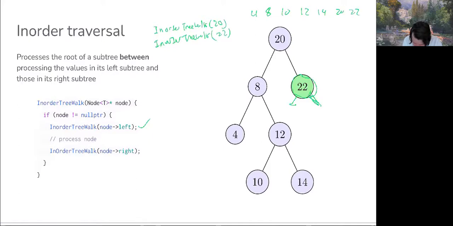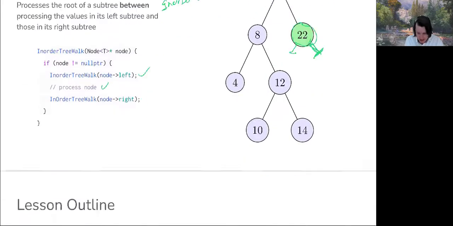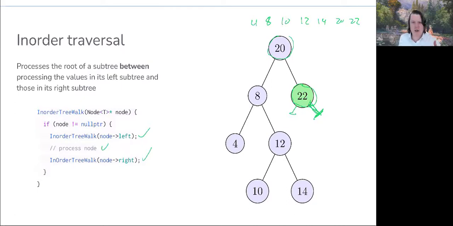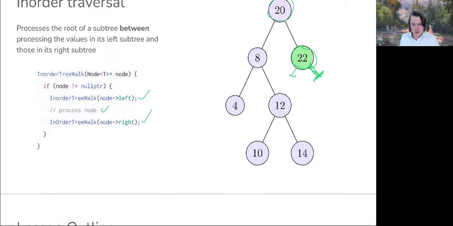Last thing to do, step to the right of 22. It's going to be the null pointer. So we step there and then we begin returning. We've already gone to the right of 22, which means we're done with 22. And guess what? We've already gone to the right of 20 and we're done. We visited the nodes and processed them in order.